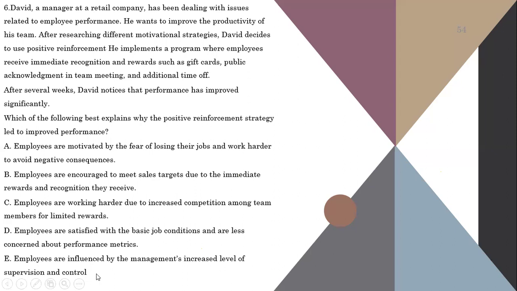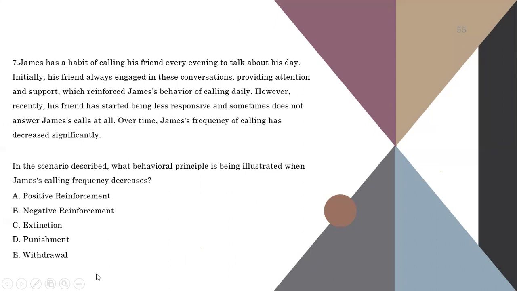The answer is B. 7. James has a habit of calling his friend every evening to talk about his day. Initially, his friend always engaged in these conversations, providing attention and support, which reinforced James's behavior of calling daily. However, recently his friend has started being less responsive and sometimes does not answer James's calls at all. Over time, James's frequency of calling has decreased significantly.